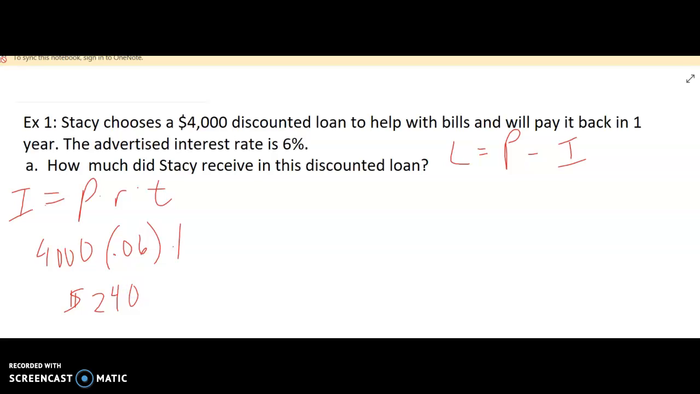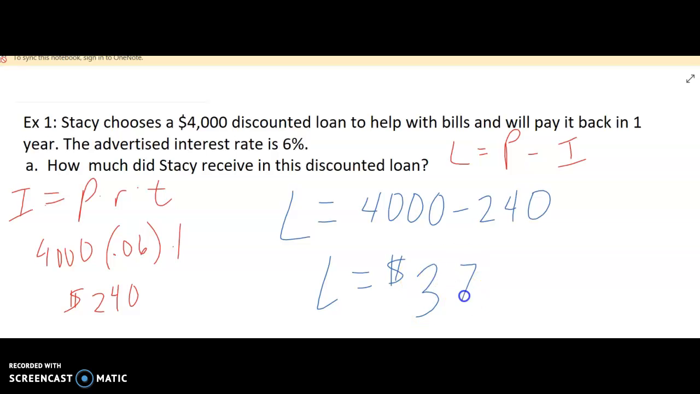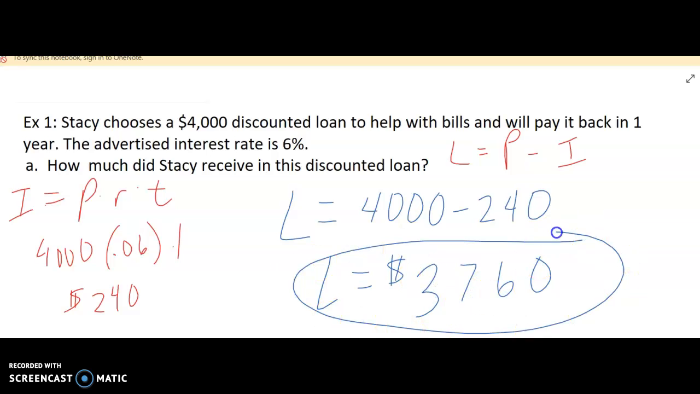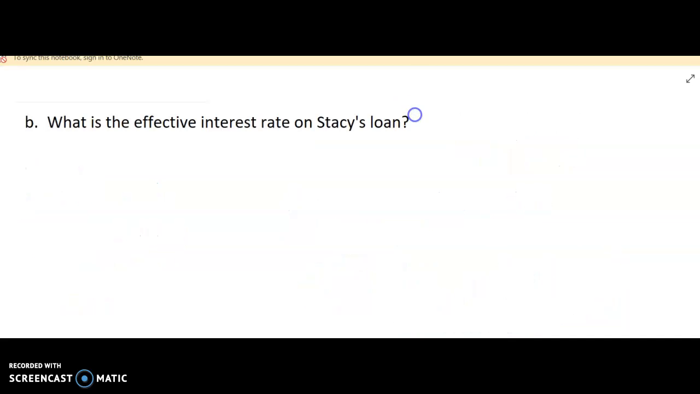Therefore, the amount she receives would be L. So the original, right? She wants to borrow $4,000. She's going to pay the $240 in interest up front, which means she's going to walk out the door with $3,760. So even though she's borrowing $4,000, she's only receiving $3,760. Okay, let's look at the next part, part B. What is the effective interest rate?